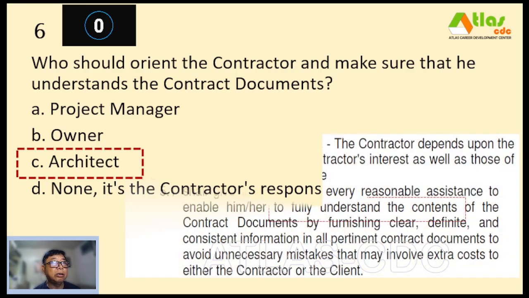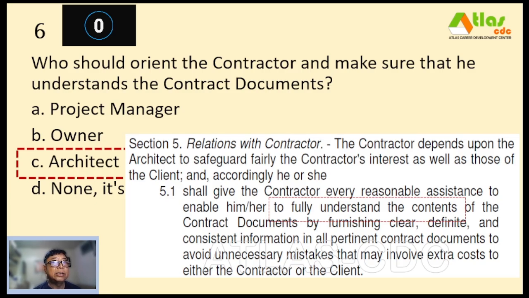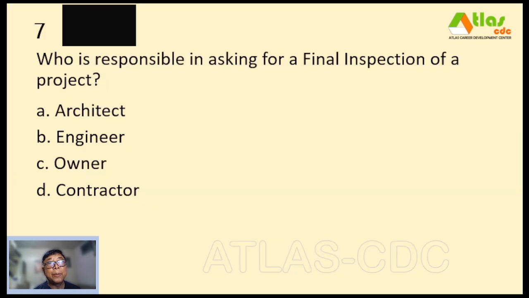So according to the Code of Ethics, as part of the relations with the contractor, the architect shall give the contractor every reasonable assistance to enable him/her to fully understand the contents of the contract documents by furnishing clear, definite, and consistent information in all pertinent contract documents to avoid unnecessary mistakes that may involve extra costs to either the contractor or the client. Number 7, who is responsible in asking for a final inspection of a project?